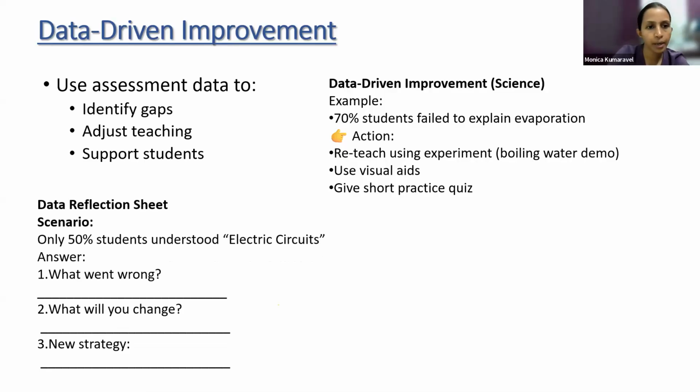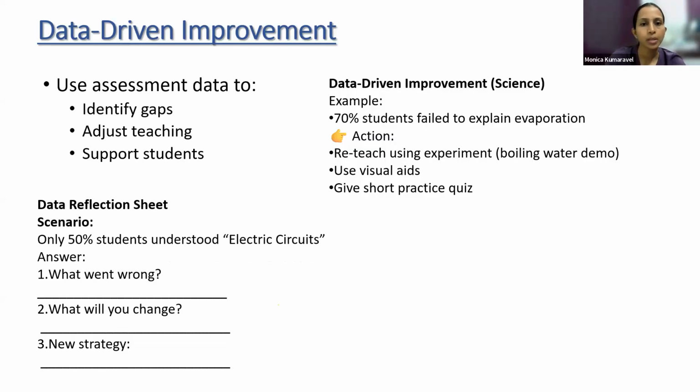Okay, so this is a scenario. Only 50% of the students understood electric circuits. Any physics teachers can also answer. What went wrong and what will you change as a teacher? What new strategy can we use here? You can think and answer this.